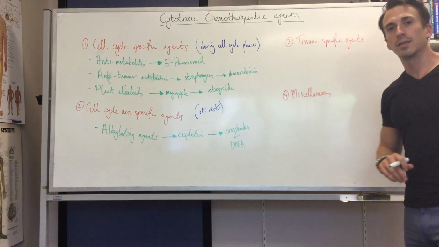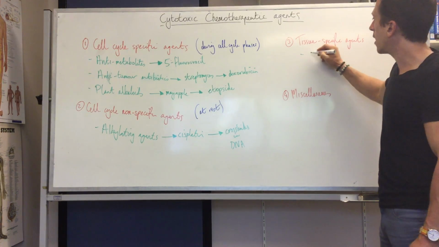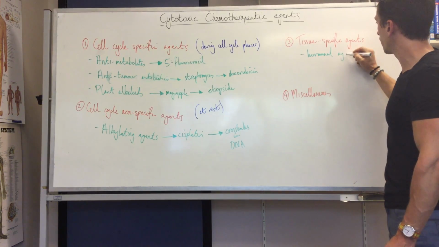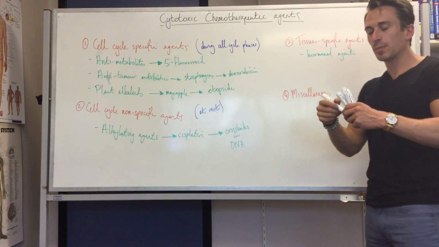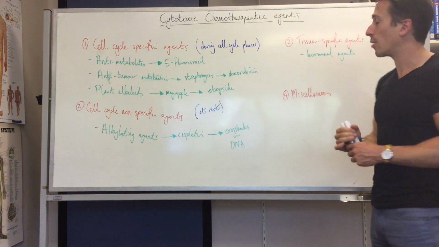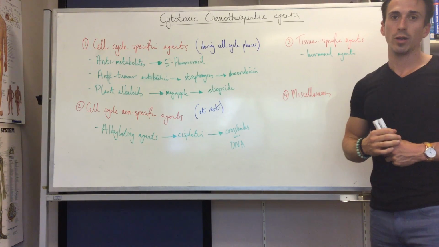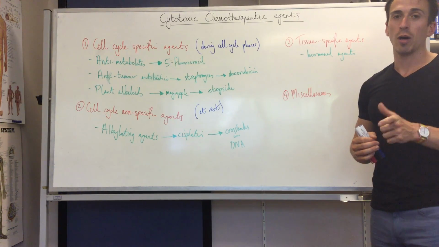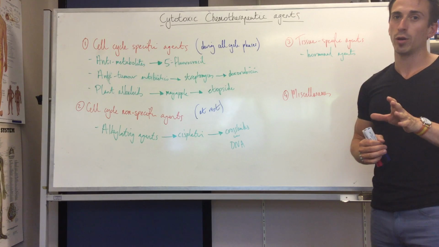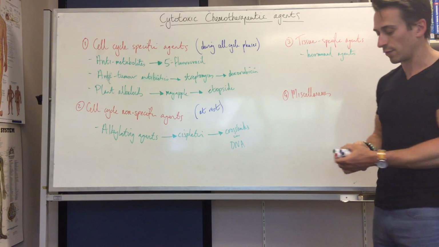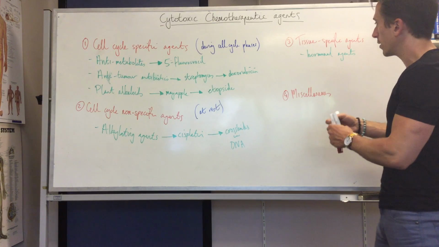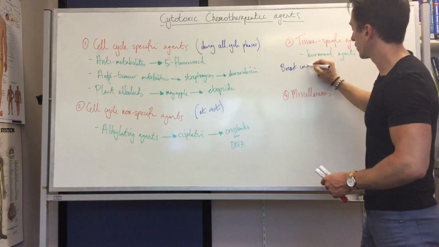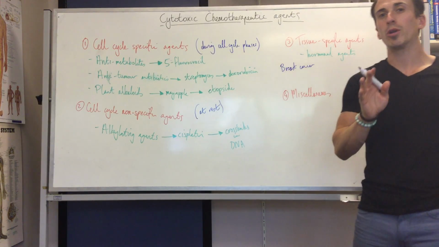All right, let's move to the tissue-specific agents. These are hormonal agents. Some cancers are heavily dependent upon hormones within the body. For example, breast cancer and prostate cancer are both heavily dependent upon hormones and hormone levels within the body. If we take breast cancer, for example, breast cancer is highly dependent upon estrogen.